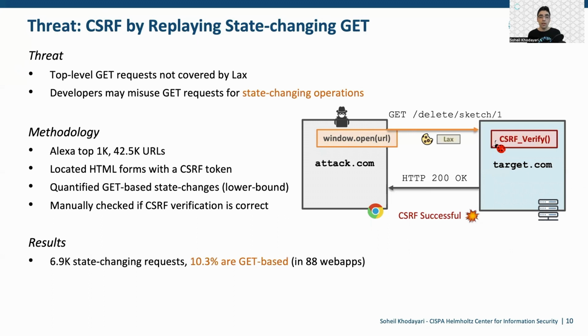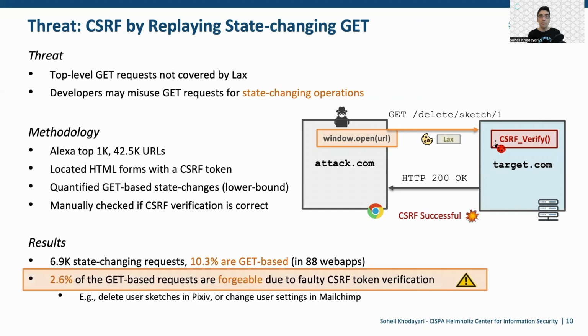So in total, our analysis identified 6.9K state-changing requests, and we observed that 10.3% of them are GET-based within 88 applications. We discovered that 2.6% of the GET-based requests are forgeable due to faulty CSRF token verification, which affects popular sites like Pixiv and MailChimp, where attackers can delete user sketches or change user settings, respectively.